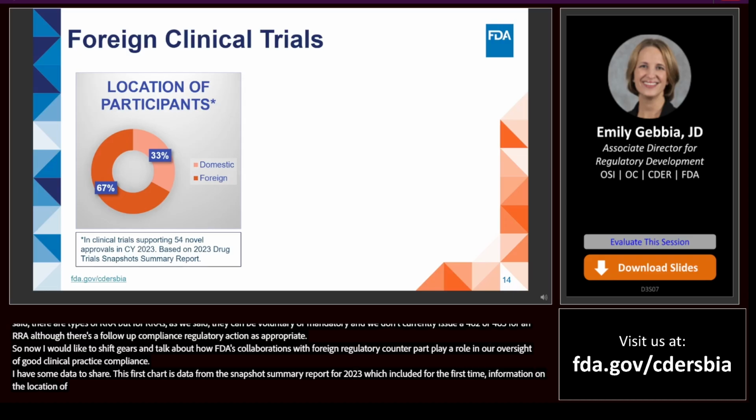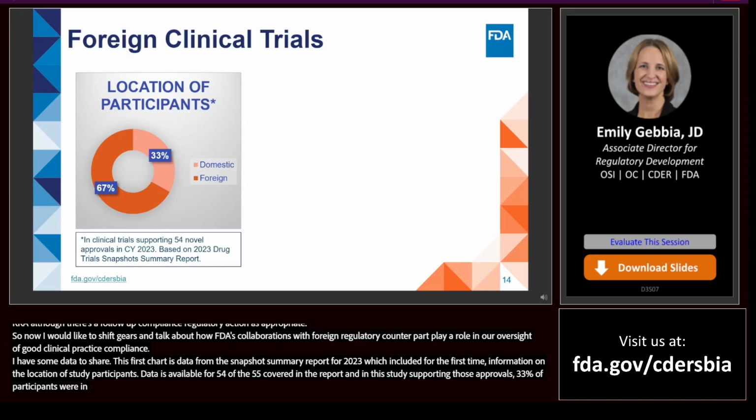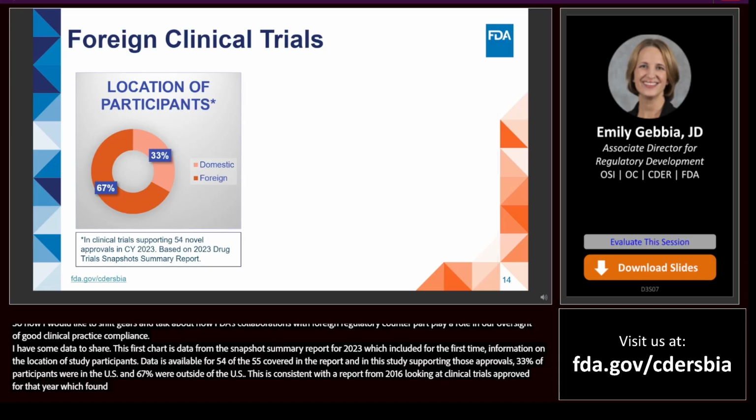Data was available for 54 of the 55 novel approvals covered in the report, and in the studies supporting those approvals, 33% of participants were in the U.S. and 67% were outside of the U.S. This was actually consistent with a report from 2016 looking at clinical trials for products approved that year, which found that 31% of participants were in the U.S. and 69% were at foreign sites.